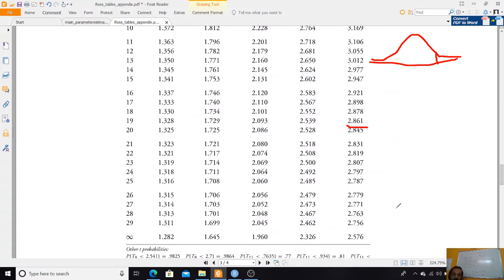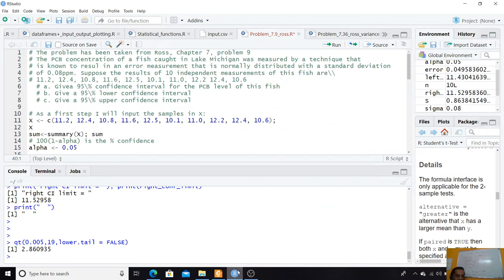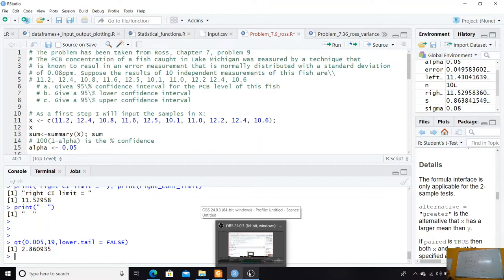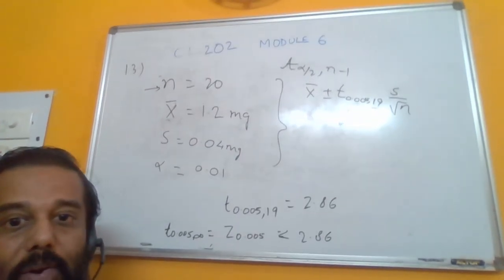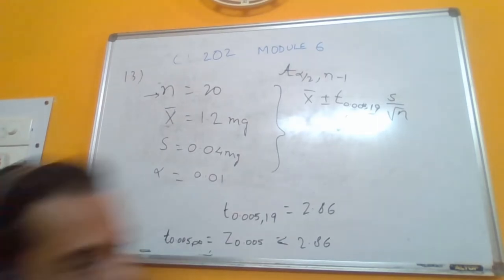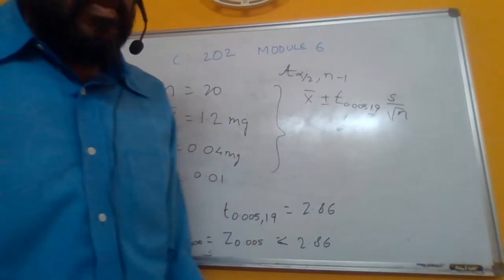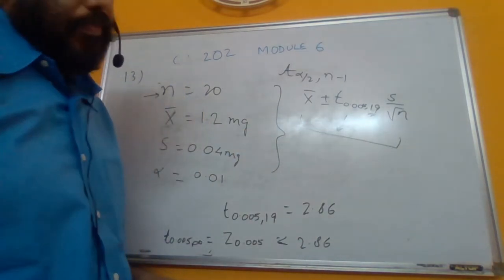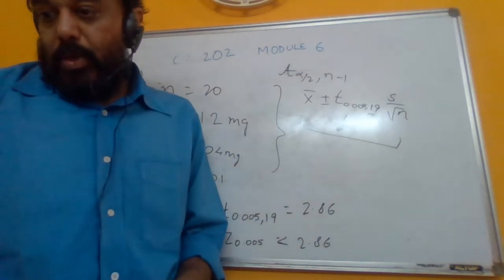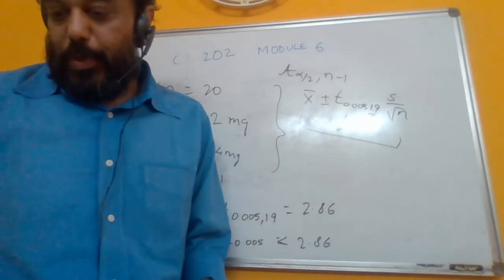So I have 2.861, and that is how you would read it. We had gotten 2.861 from R, which is very close. So now you should be able to use those values in order to calculate this quantity. Okay. All right. This was problem number 14.